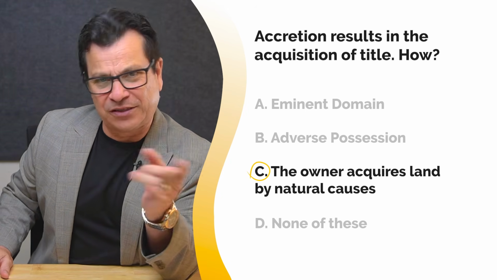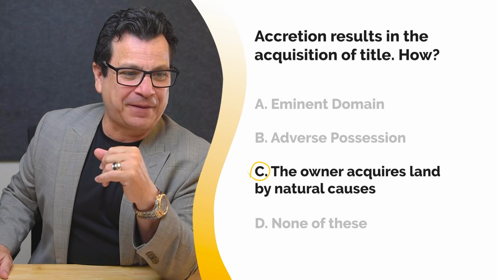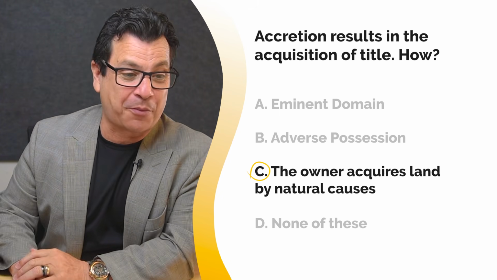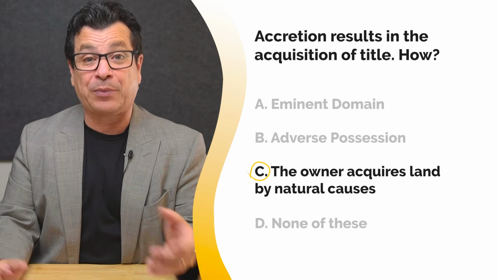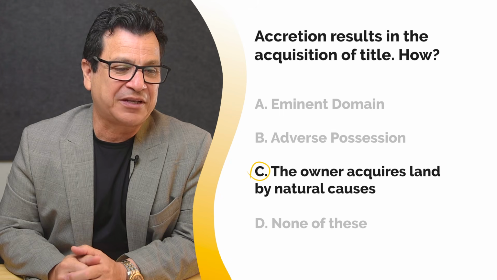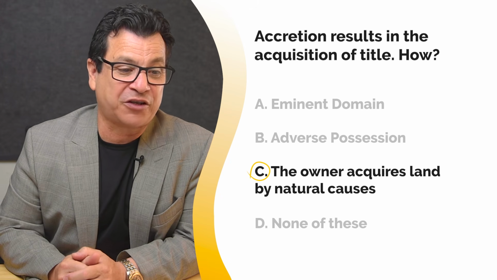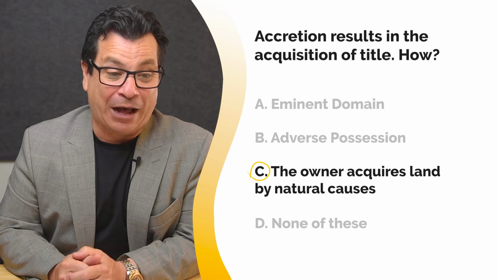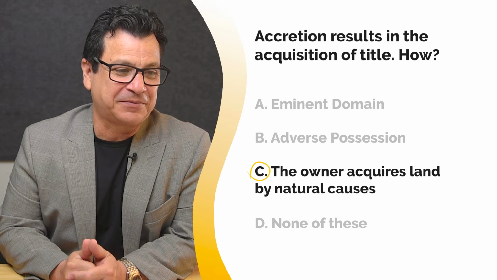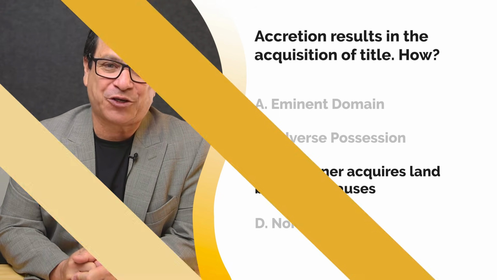What am I talking about? Well, let's go to that explanation. Accretion is the acquisition of title by it being added to other real property by natural causes. For example, here it comes, this should make it crystal clear: a flowing river depositing soil on another's property and building out the land. Makes sense. There you have it. The owner acquires land by natural causes.